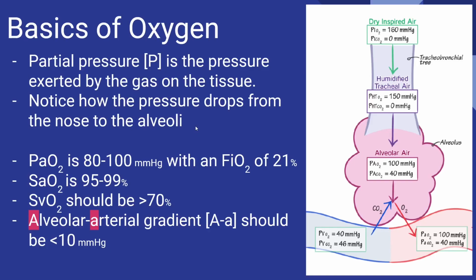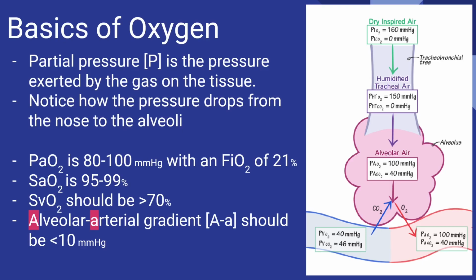So before we go any further into respiratory, I want to talk a little bit more about the basics of oxygen, and we'll talk a little bit about CO2 as well. When we measure gases, we measure them as pressure exerted on the tissue. So when you draw your labs or an arterial gas, you'll see it as PaO2 or PaCO2. That's the partial pressure of arterial oxygen or arterial carbon dioxide.